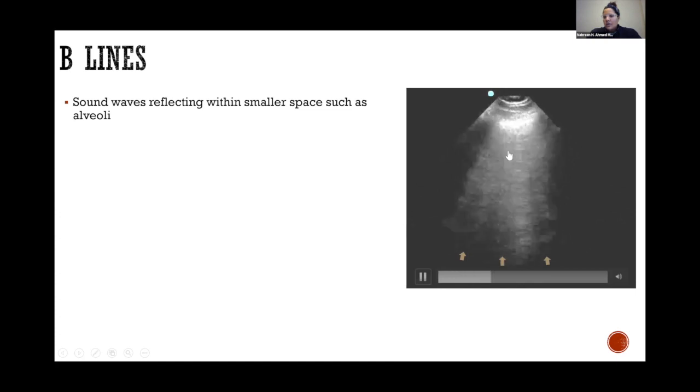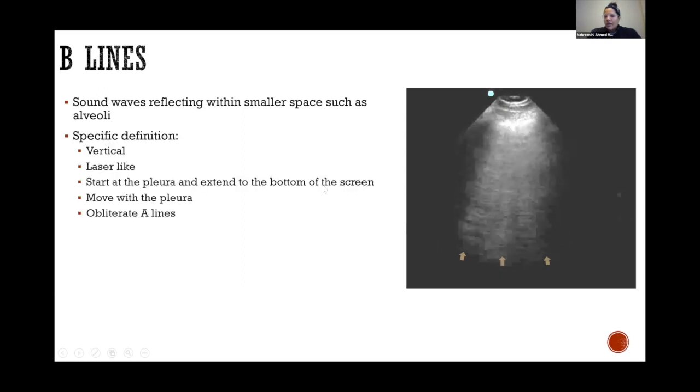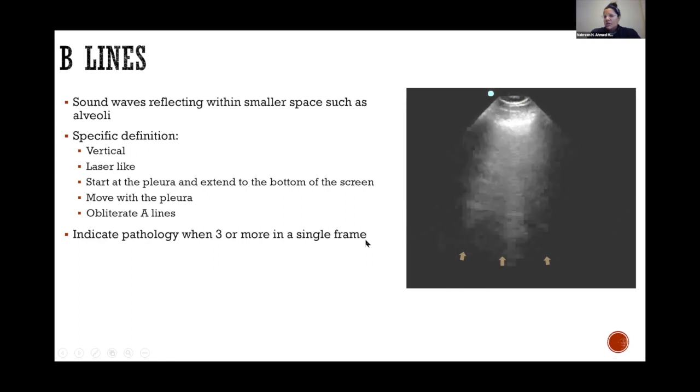And what you're seeing here is everything at the top is chest wall, okay? And then you see your bright white pleural line that's shimmering, so you're seeing presence of lung sliding, and you're seeing these vertical lines that are coming from the pleura and going all the way to the bottom of the screen, okay? And these are what are called B lines. They move with the pleura. So if you have a pneumothorax, you are not going to see this. Okay, you are going to see this when you have presence of an interstitial process that's happening.